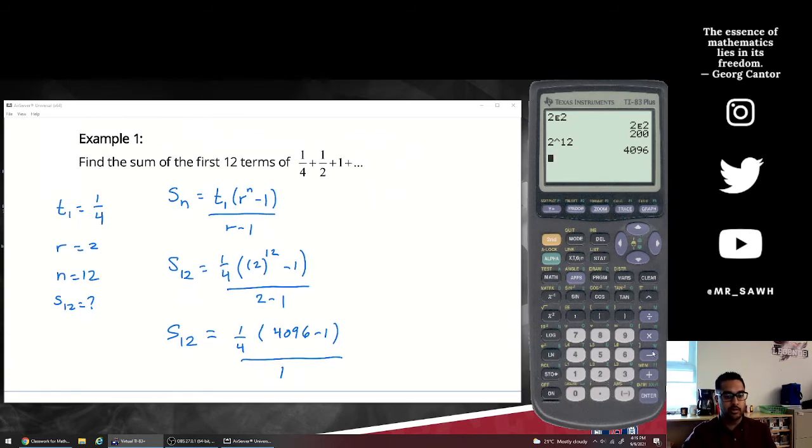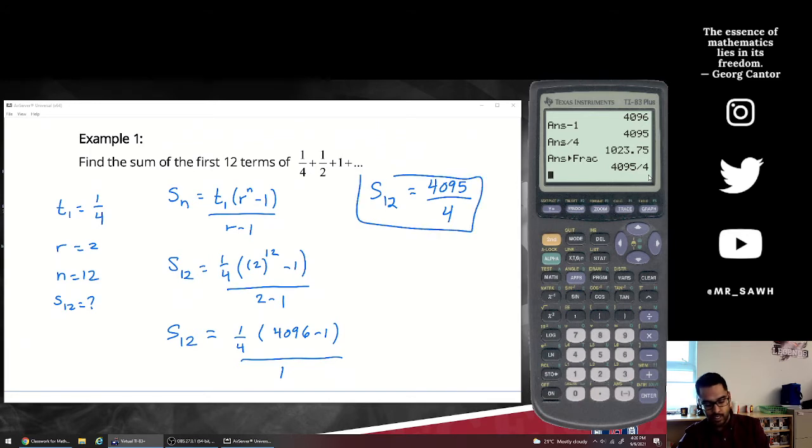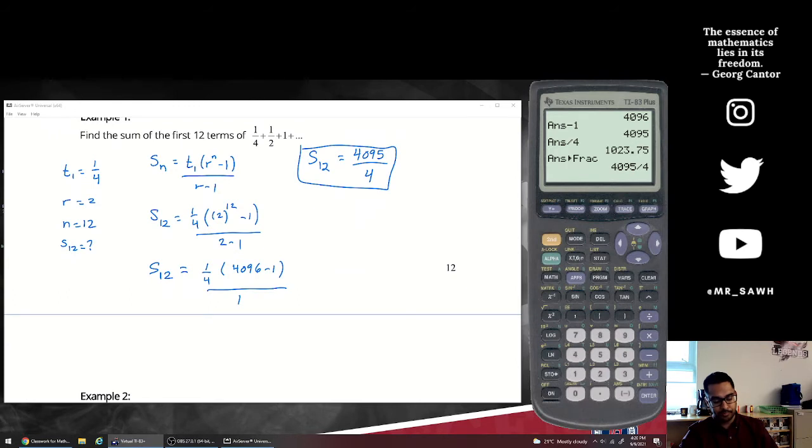And then I just need my calculator. So I'll subtract 1 from my 4096, multiply it by 1 over 4. So let's just divide it by 4. And we'll see we get a decimal. So let's turn that into a fraction by pressing math 1, and we'll leave it as an exact value here. So the sum of the first 12 terms happens to be 4095 over 4. Right, so there's your sum. Adding up those terms makes sense because I had some fractions, so I'm probably going to end up with not a whole number. So there's how we could use this, one of the applications of it.